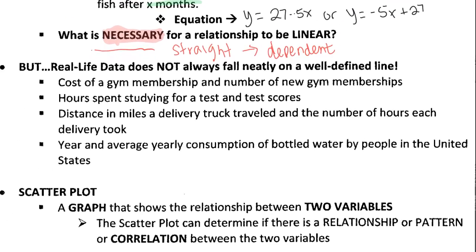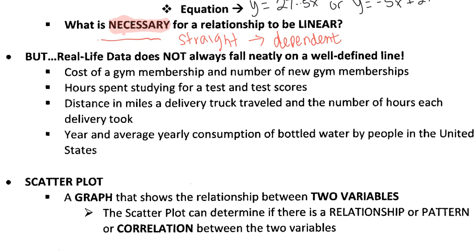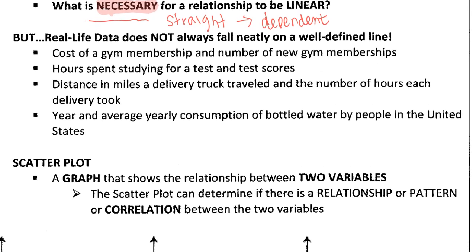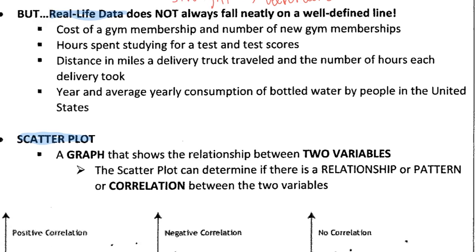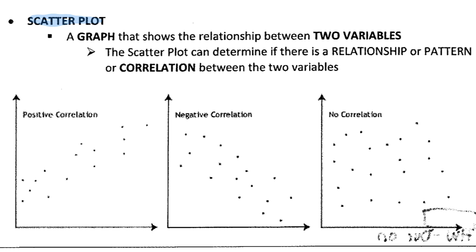But real life data does not always fall neatly, such as hours spent studying, distance in miles, year and average yearly consumption of bottled water. To really show real life data, we use something called a scatter plot. A scatter plot is a graph that shows the relationship between two variables.